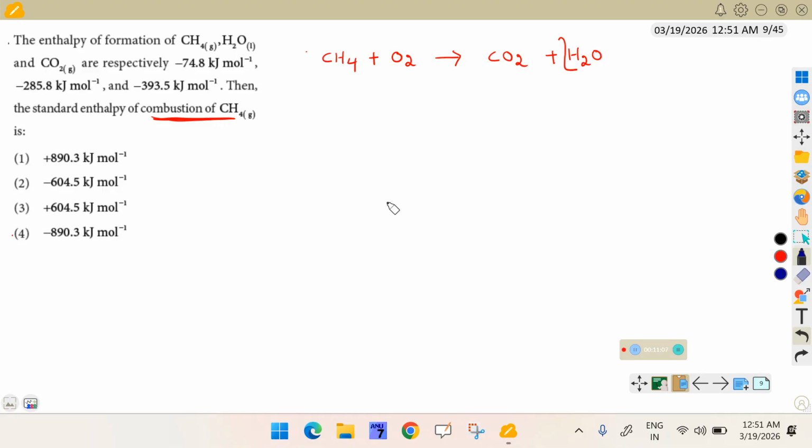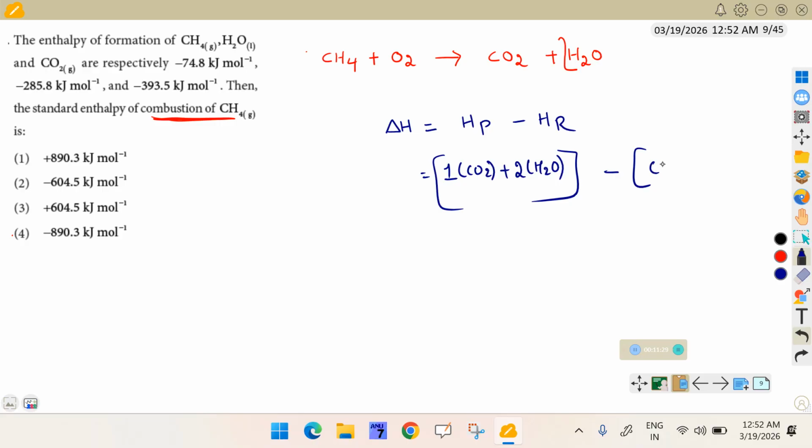Calculate the standard enthalpy of combustion. Calculate delta H value. Delta H is equal to the formula Hp minus Hr. Here products are 1 mole of CO2 plus 2 moles of H2O. Reactants are CH4 and O2, 1 mole.